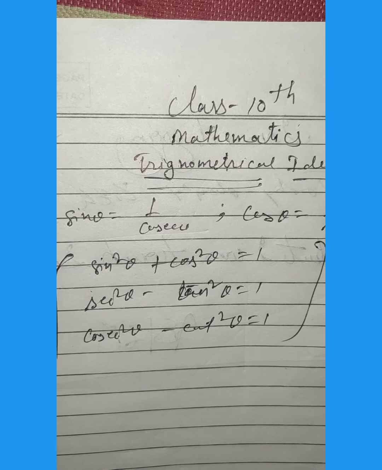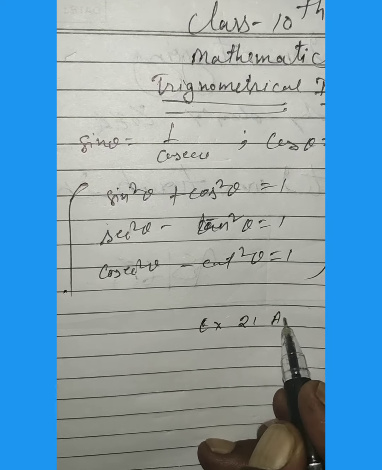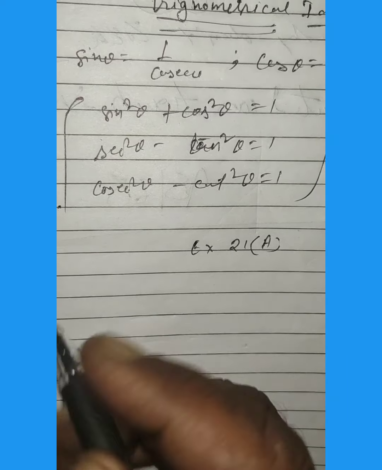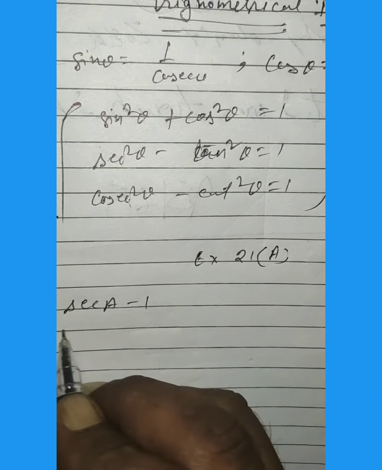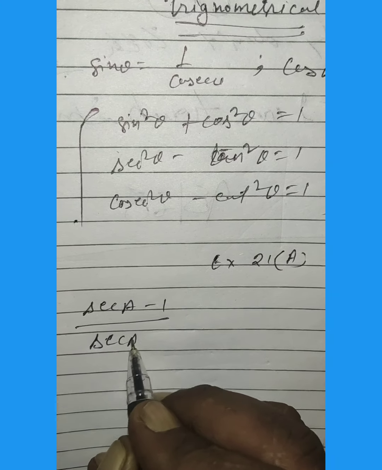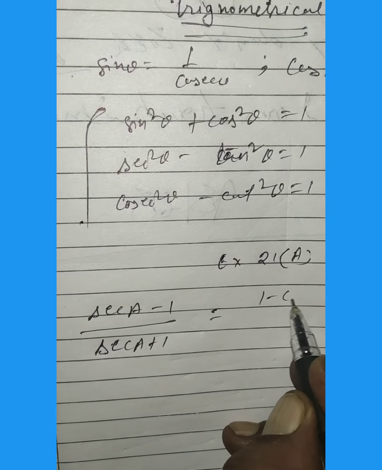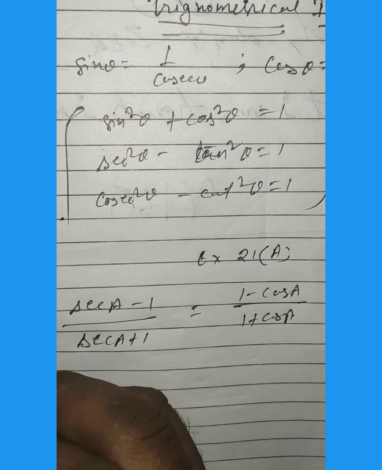So there is the first chapter, exercise 21A. The first question is: secant A minus 1 over secant A plus 1 is equal to 1 minus cos A over 1 plus cos A. First question.